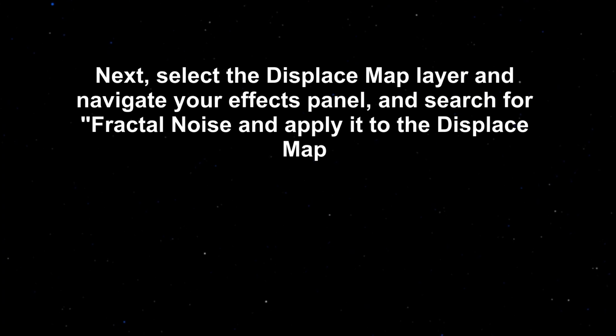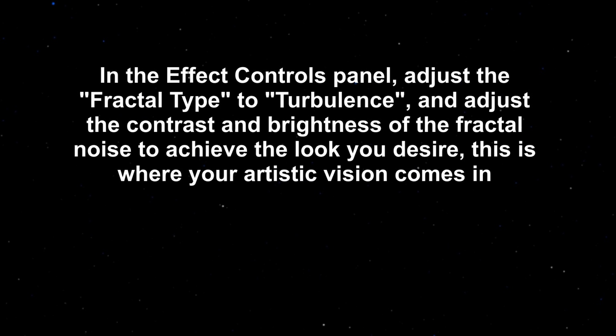Next, select the Displace Map layer, navigate to your Effects panel, search for Fractal Noise and apply it to the Displace Map. In the Effect Controls panel, adjust the fractal type to Turbulent and adjust the contrast and brightness of the Fractal Noise to achieve the look you desire. This is where your artistic vision comes in.